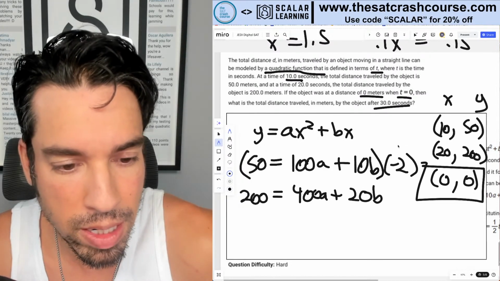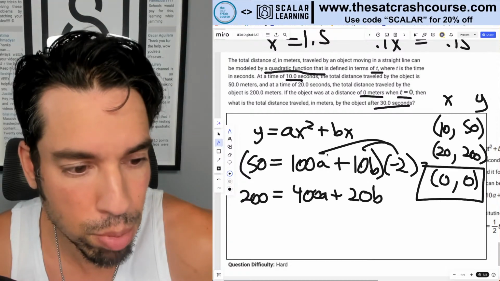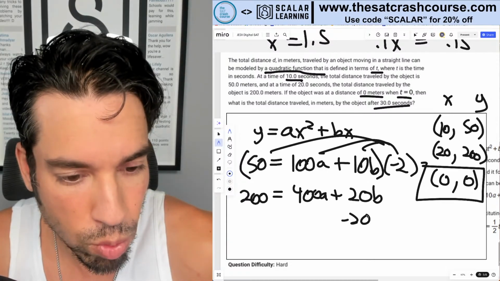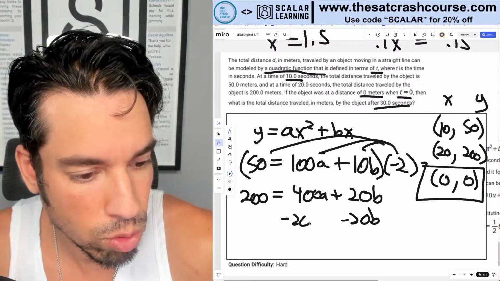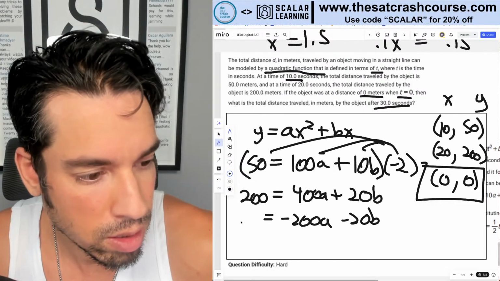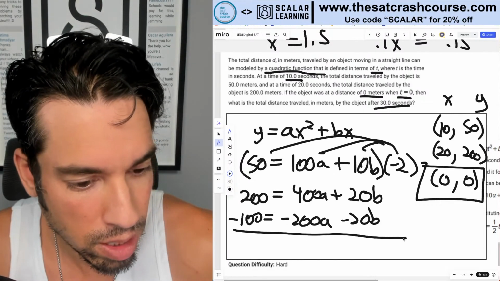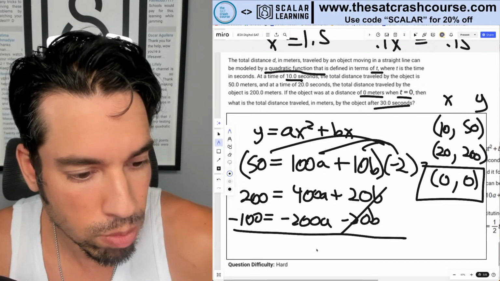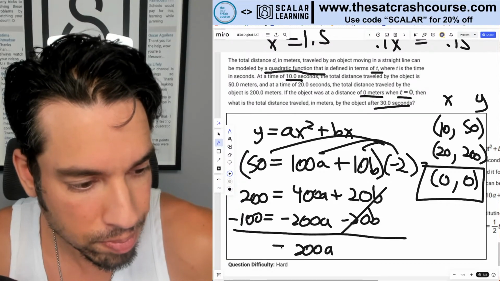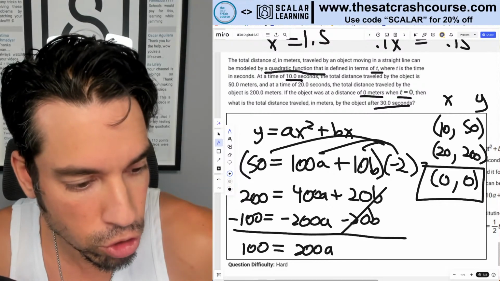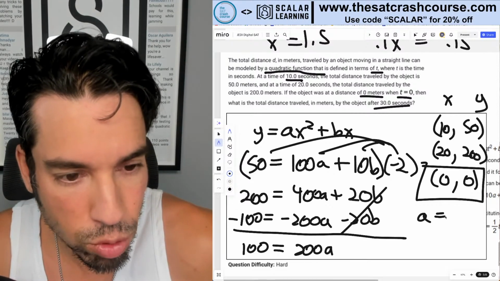I'm going to multiply the bottom by -2 to cancel out the b's. So we get -20b, we get -200a, and we get -100. Let's add them together. Goodbye. 400 minus 200 is 200a, equals 200 minus 100, which is 100. Divide by 200, a is equal to 1/2.